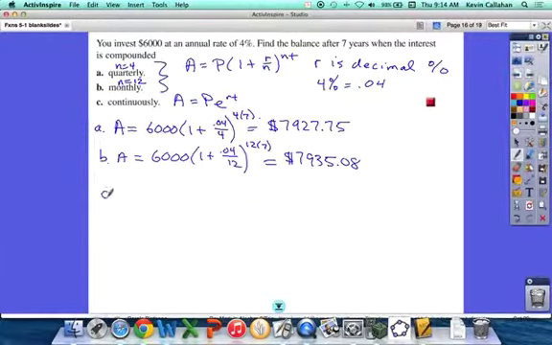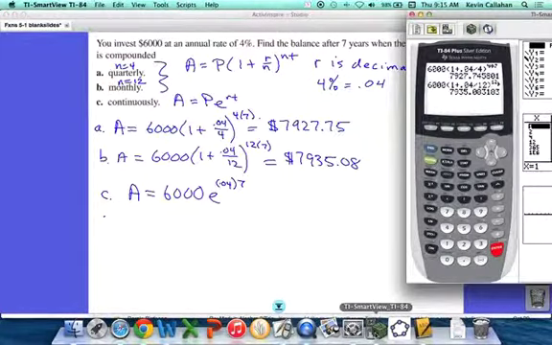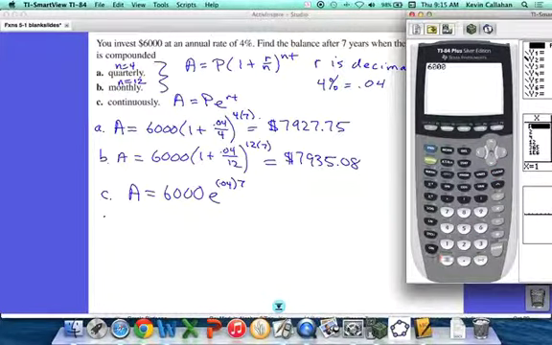Okay, the last one, C. A equals 6,000 e to the 0.04 times 7. The formula doesn't have an n anymore. There is no finite number of times it's being compounded. So you want to put in 6,000, second, e raised to the 0.04 times 7. $7,938.78.